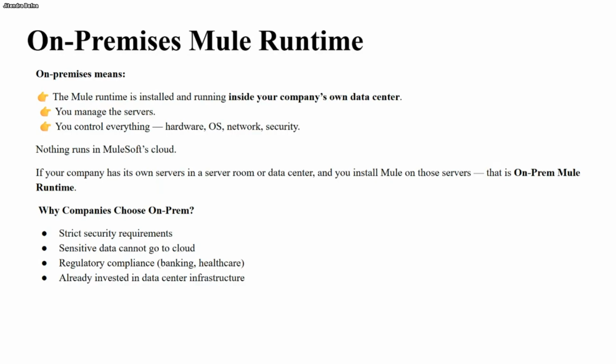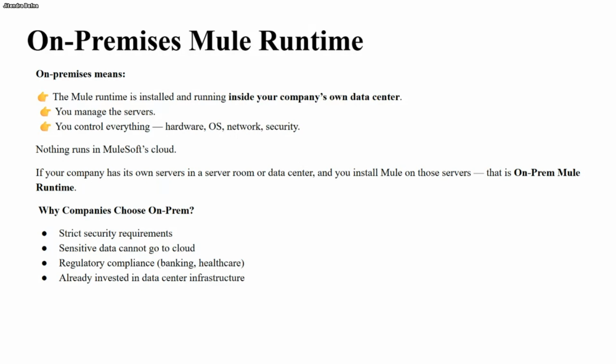Why do companies choose on-premises? There might be security requirements. There are organizations in various domains like healthcare or banking where your data should not move to the cloud, and the organization has strict regulations and rules where they don't want their data going out of the network. In that case, you can go with the on-premises Mule runtime.